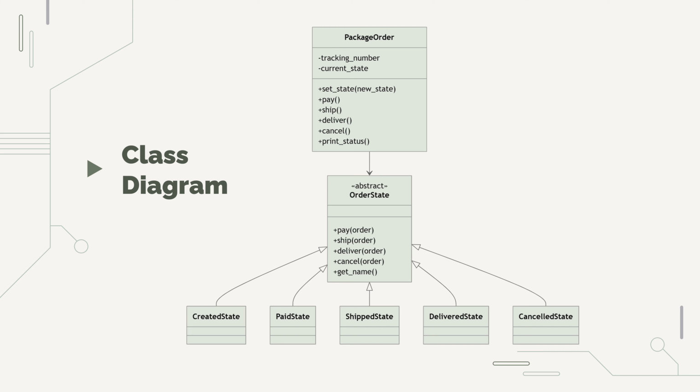This diagram shows the structure of the application, where package order has a reference to order state. Each concrete state inherits from order state and provides its own version of the actions.